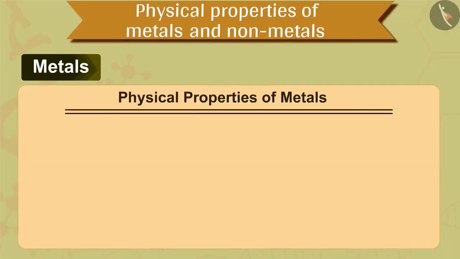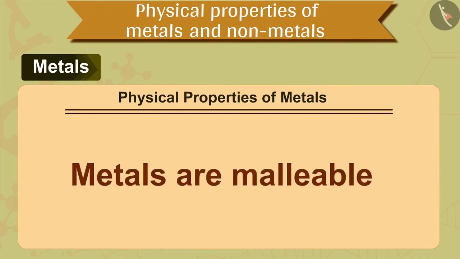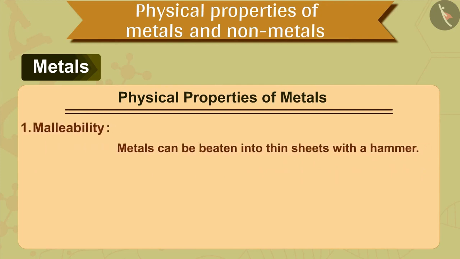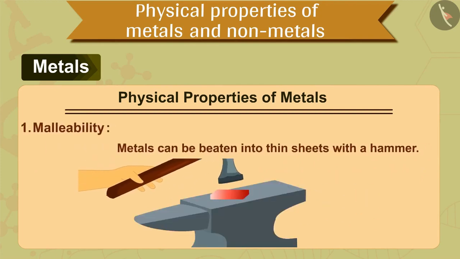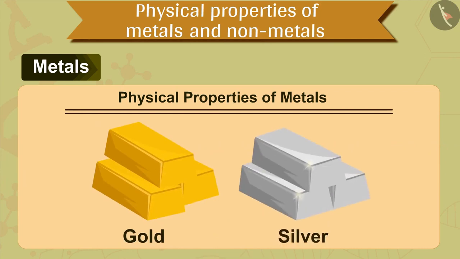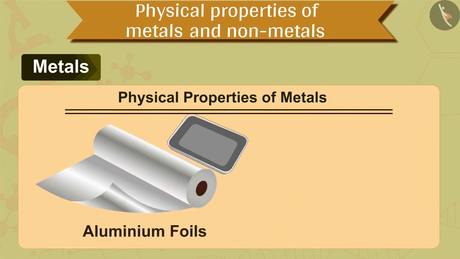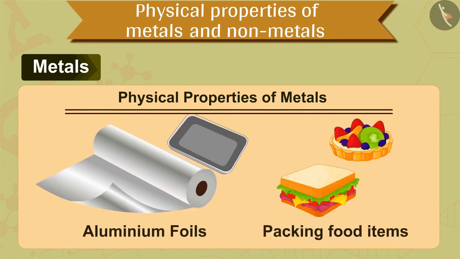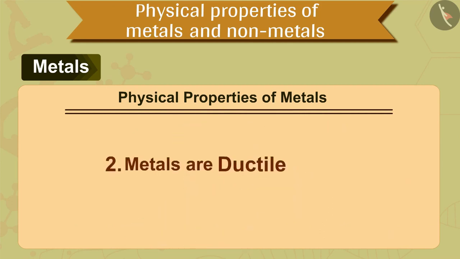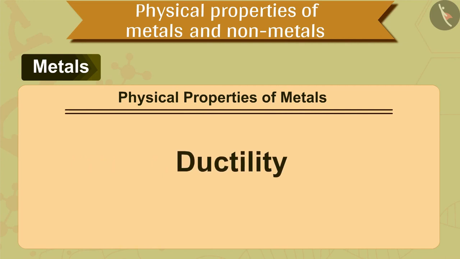The first physical property of metals is that metals are malleable. So children, what do you understand by malleable? It means that metals can be beaten into thin sheets with a hammer without breaking it. Gold and silver are the best malleable metals. Aluminium foils are used for packing food items because aluminium is malleable and can be converted in form of thin sheets.